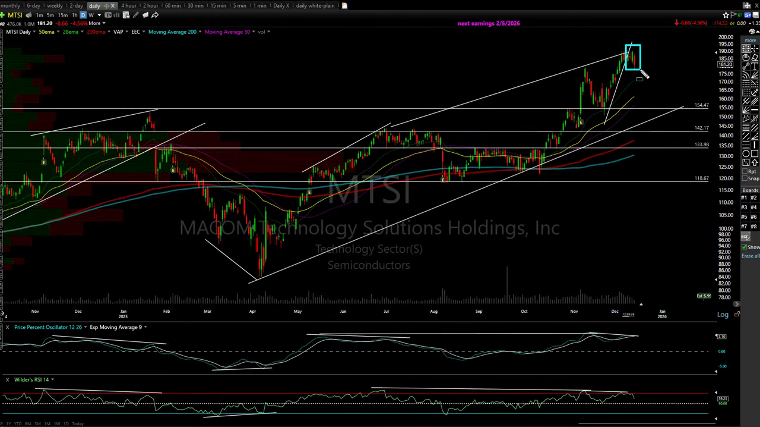MTSI, divergent high, just broke down. First target down there, 154.50 in the uptrend line.